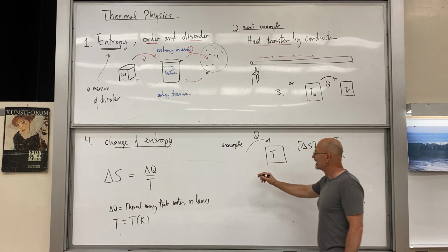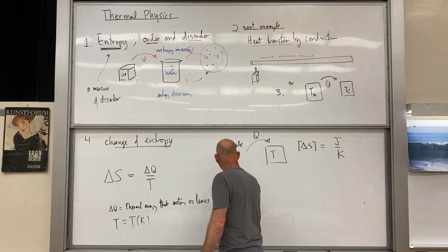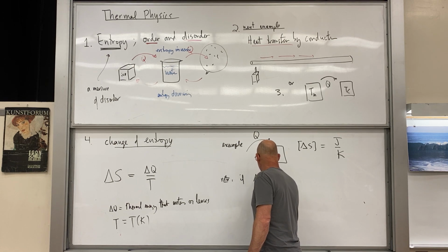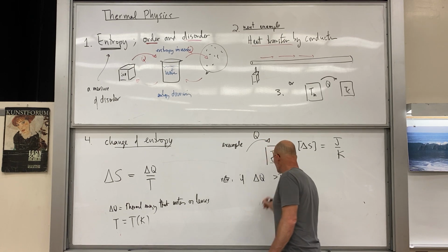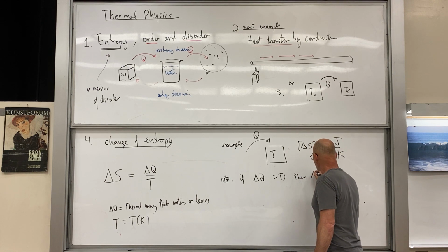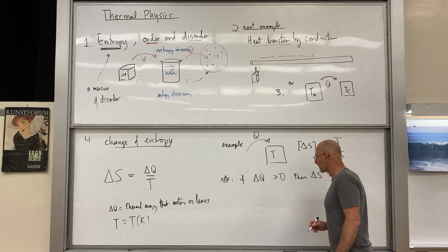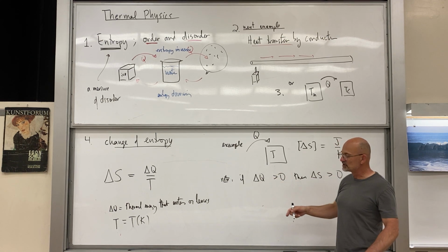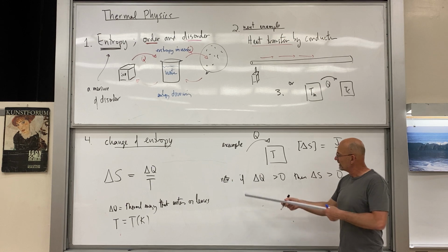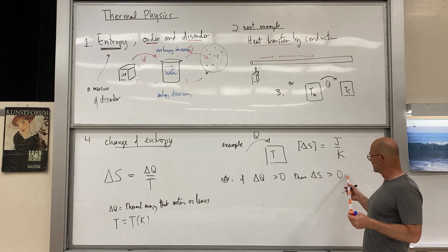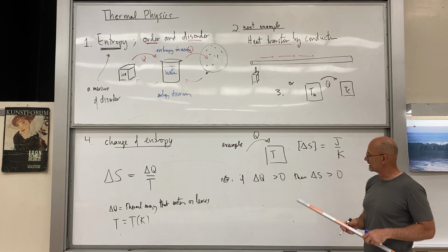Energy enters. Now the convention we need here: if delta Q is greater than 0, or energy is entering something, then delta S is greater than 0. And if delta Q is less than 0, if the energy leaves, then the entropy change is negative.